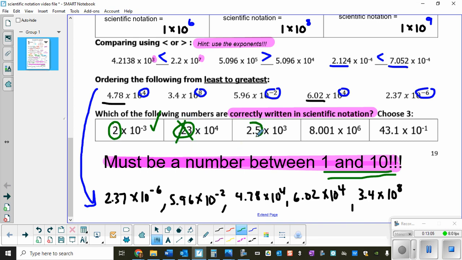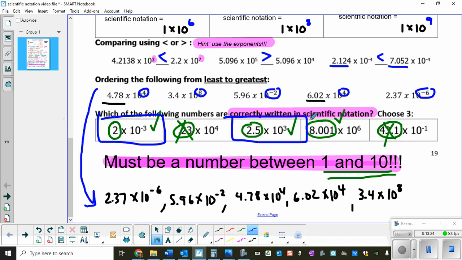Is this a number between 1 and 10? It sure is. Is this a number between 1 and 10? It sure is. Is this a number between 1 and 10? No, it is not, so we will not pick that. So the first option here, the third, and the fourth would be the 3 numbers that are correctly written in scientific notation.